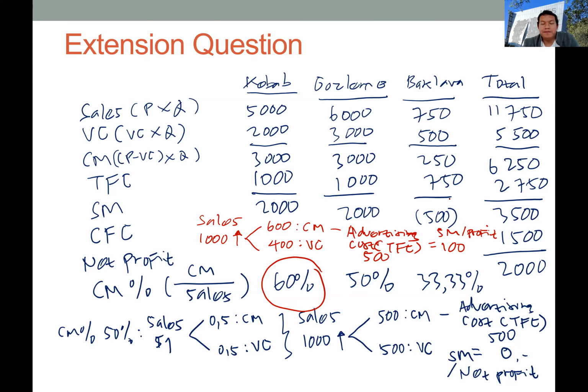Okay, next is what other advice we can give to this company. So if we look at these three products, I think we should give more attention to baklava. Why? Because this product is making a loss, compared to the other products which give some profit to the company. Okay, so if we look at the baklava, the sales and the variable costs look okay, and the contribution margin is still positive. But when we deduct the traceable fixed cost from the contribution margin, we get a negative segment margin.